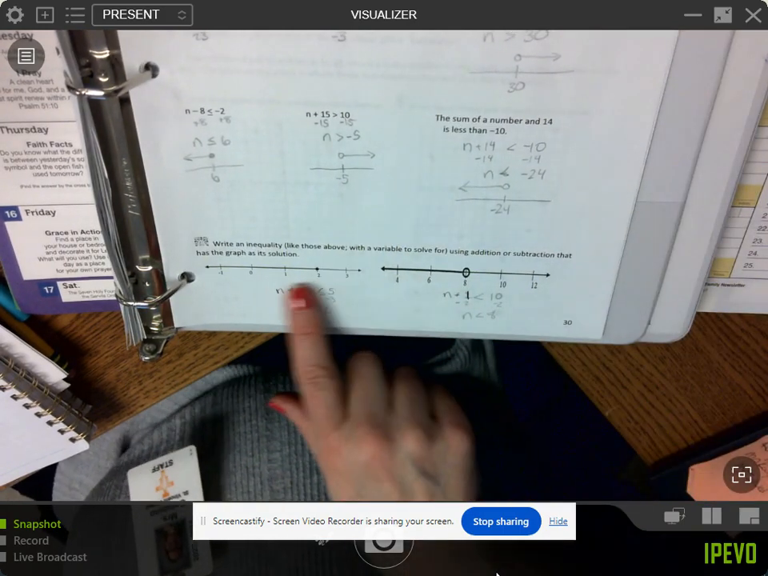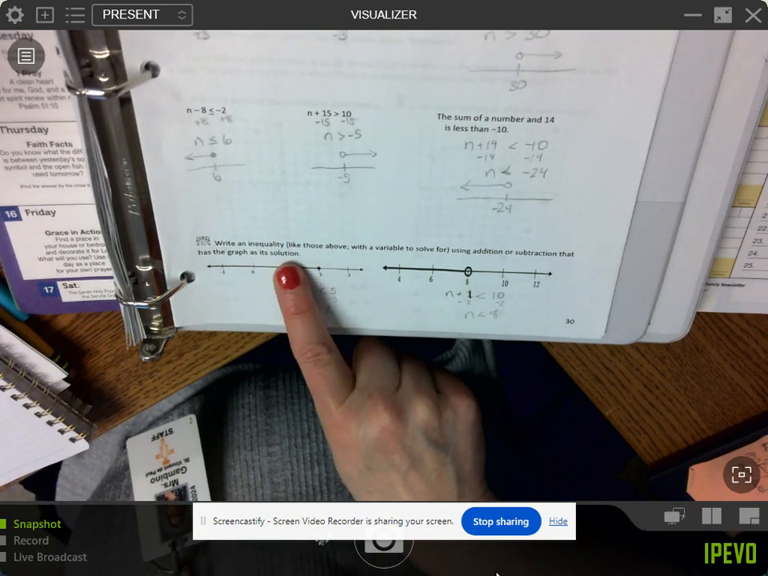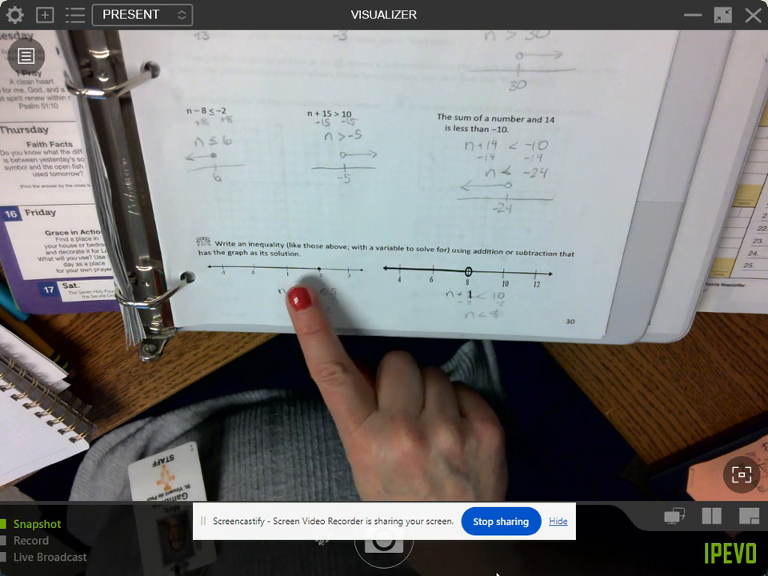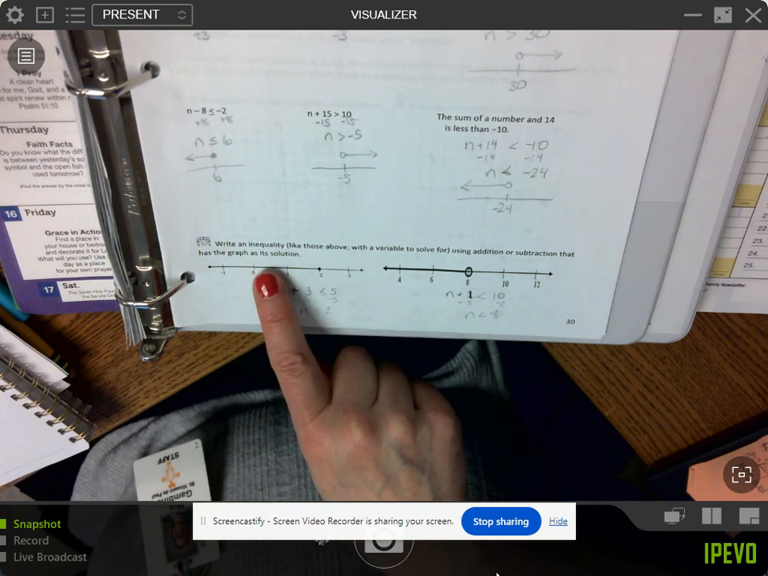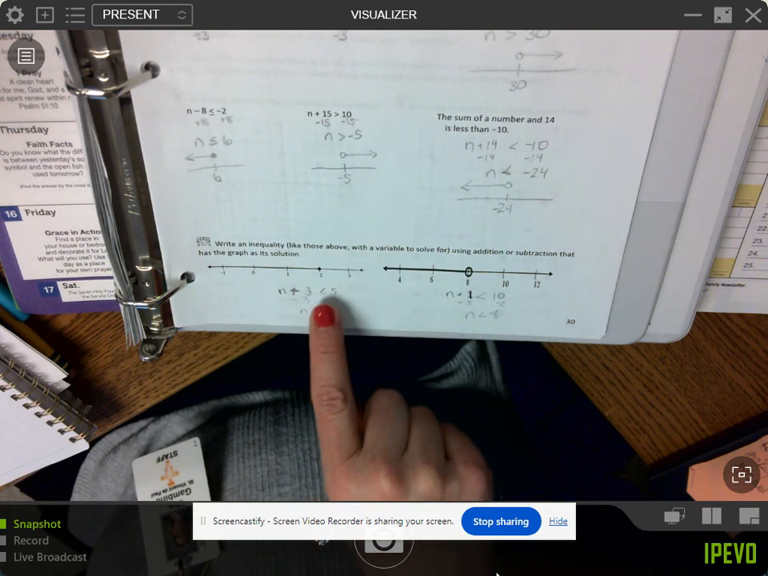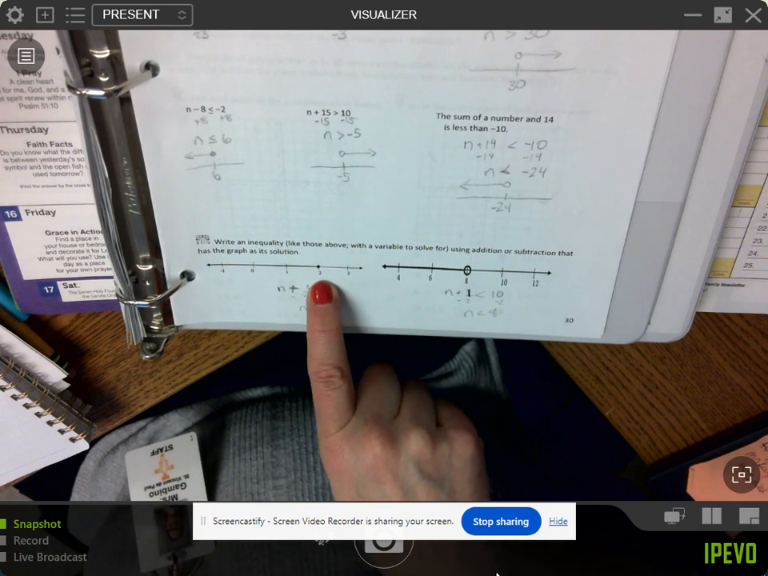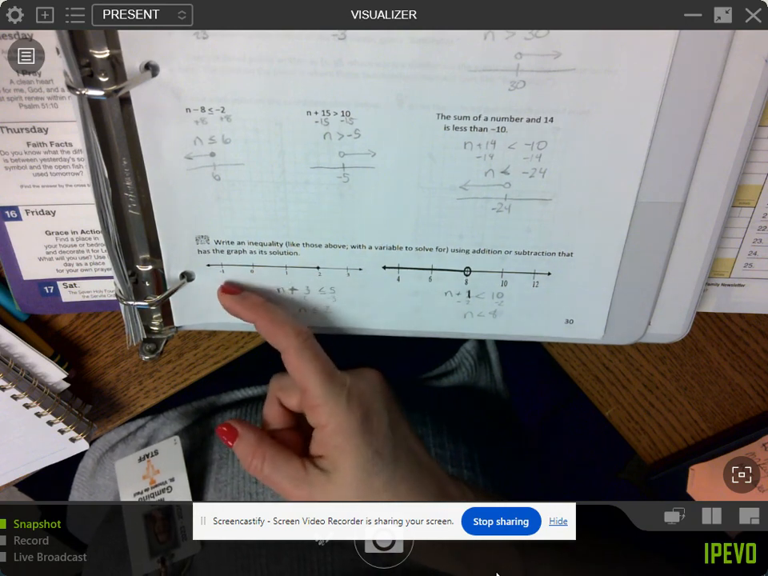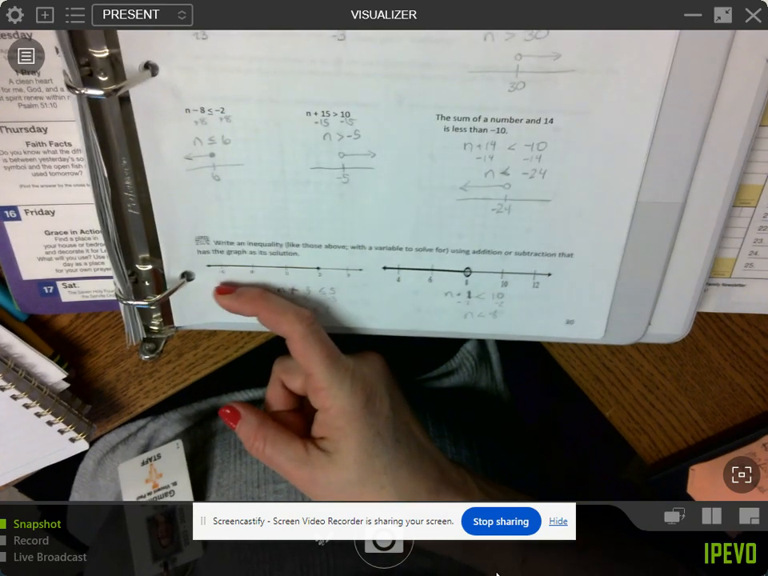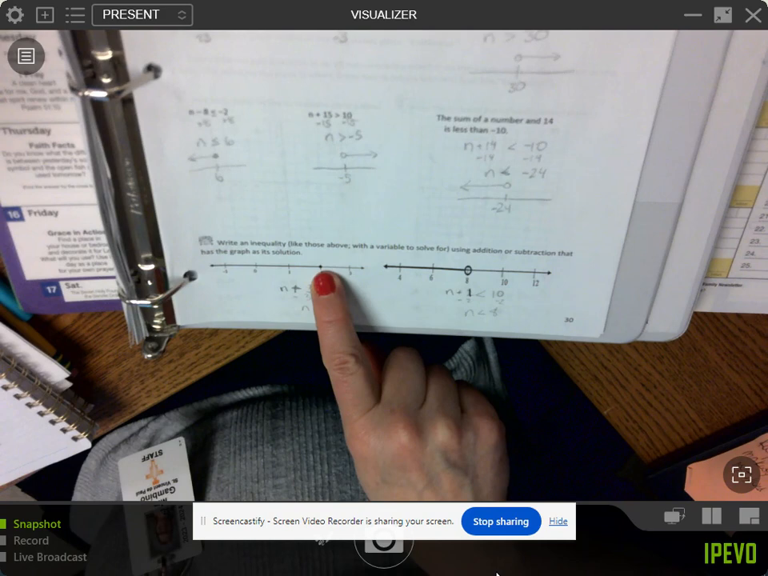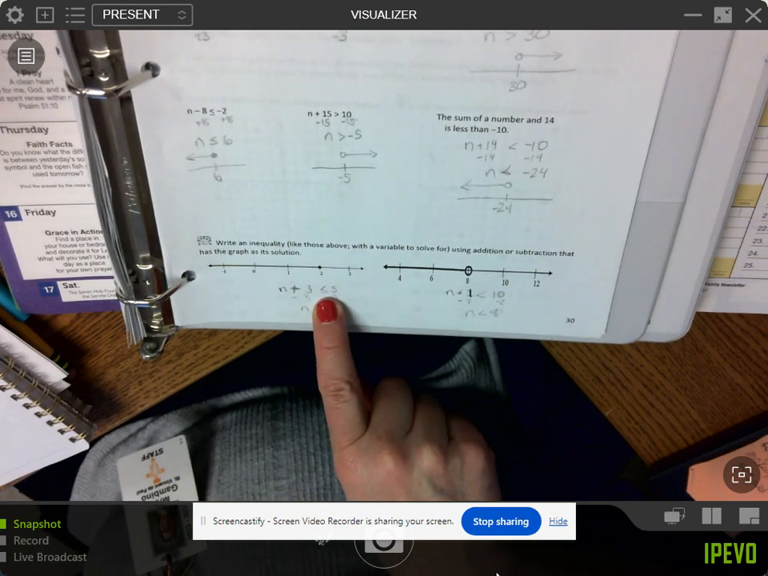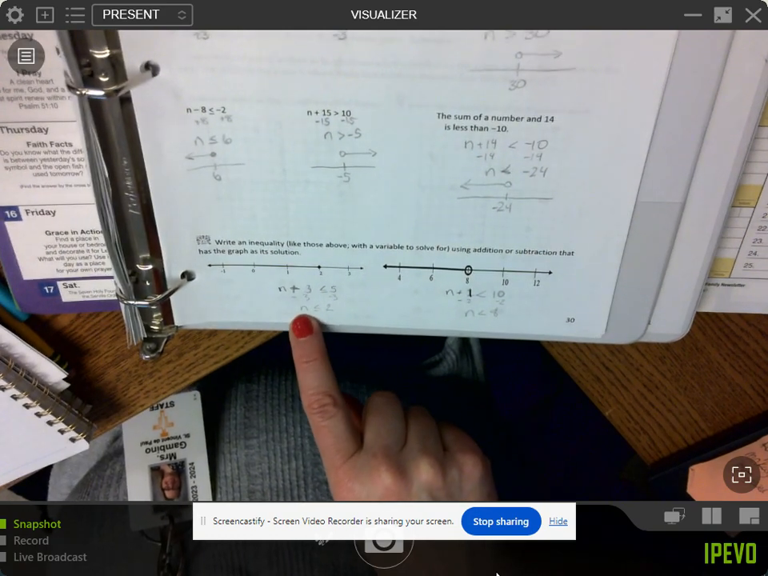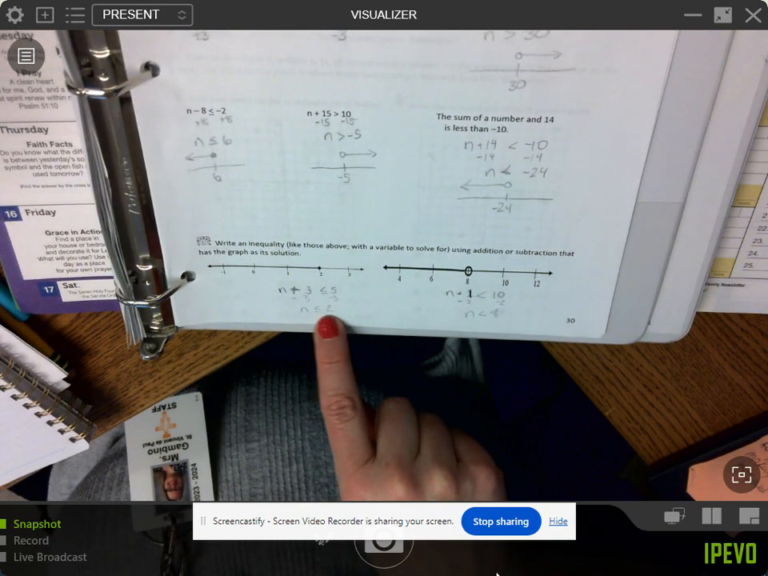All right, on the bottom, write an inequality like those above with a variable to solve for using addition or subtraction that has the graph as its solution. So I know my circle is at 2, so it has to be less than or equal to 2 because it's going to the left, so it's less than. It's a filled in circle, so I have that equal sign. So my final answer would be N is less than or equal to 2.